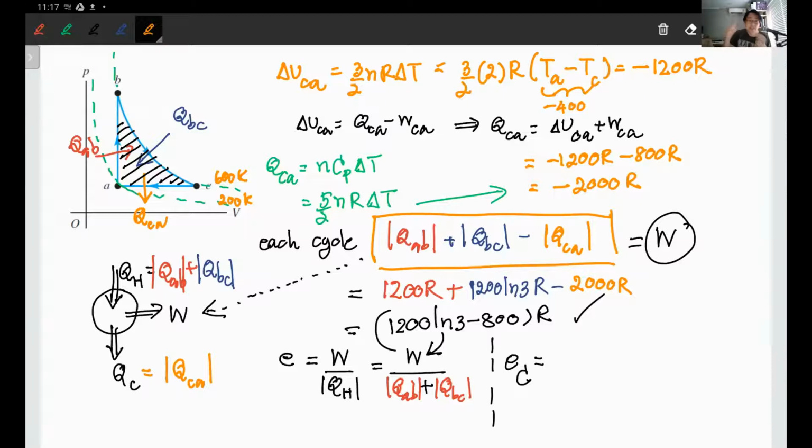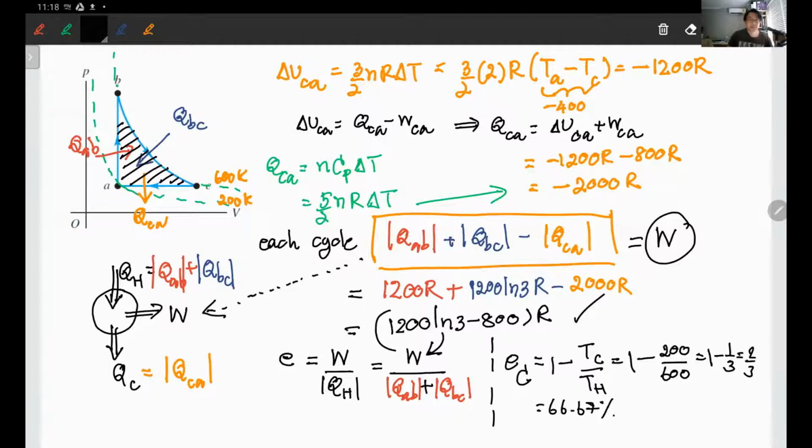So that means the best engine, which is the Carnot engine, can achieve the efficiency of 1 minus T cold over T hot. That will be 1 minus T cold, 200, over T hot, 600. That will be 1 minus 1/3, which is 2/3. So that would be 66.67% efficiency. Now, if you want, you can punch the calculator and see. You're not going to get a number bigger than 66.67. Impossible. It's going to be less. I don't know how much less, but it's going to be less for sure. It has to be less.